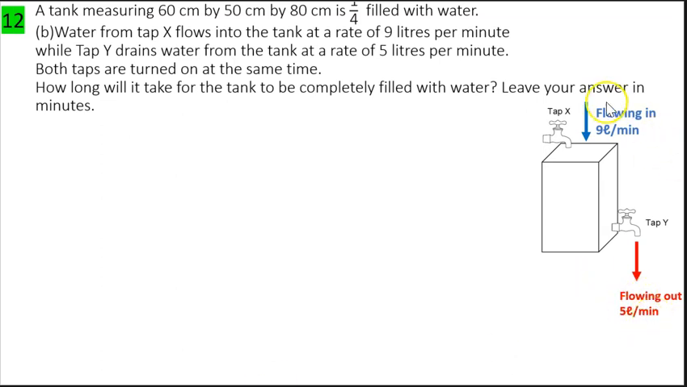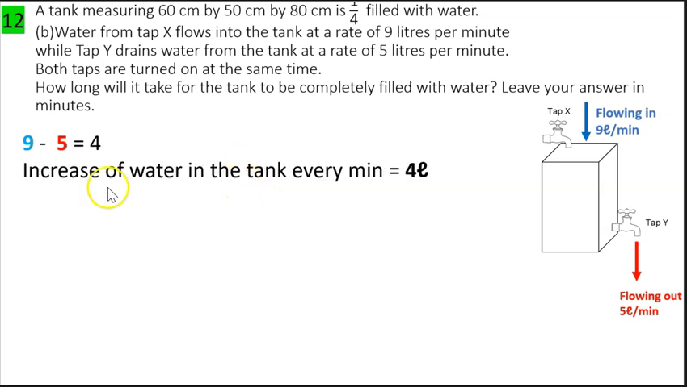Since the amount of water flowing in per minute is more than the amount of water flowing out per minute, we expect there will be an increase of volume of water every minute. So, what will be the increase of the water in the tank every minute? It will be 9 minus 5 equal to 4. The increase of water in the tank every minute will be 4 liters.